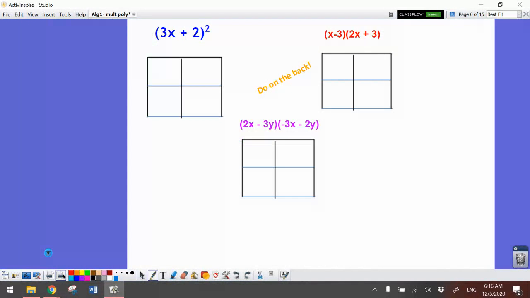Okay, let's do a couple more. Three more. I'll get you started on the first one, and then I want you to do all three of them and then touch base with it. Come back to me here, and let's see where you're at.